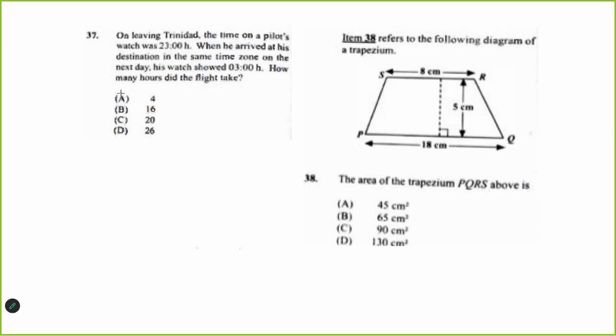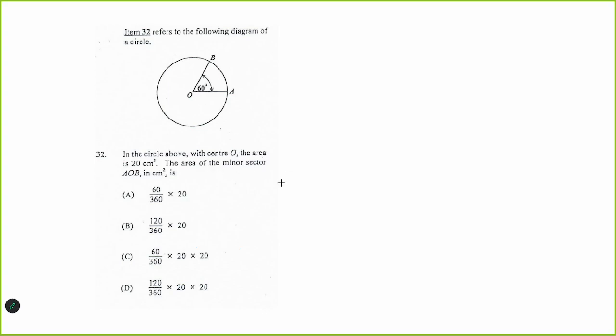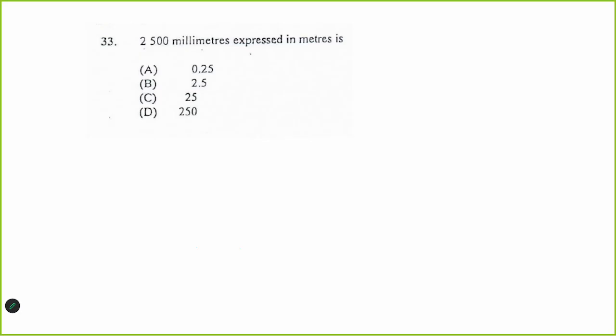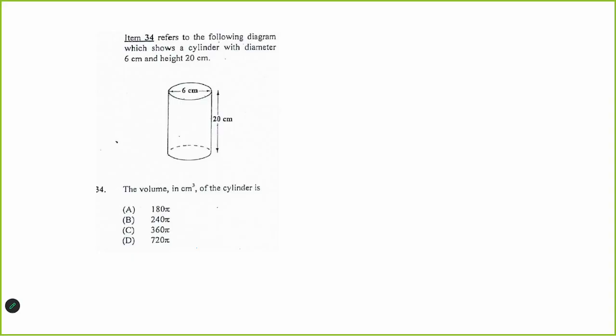This one here, it took 4 hours. This one here was 8 and 18. 65 is the answer. Remember, that's 13 by 5 by a half, you'll get 65. Right, this one, the area for the minor arc, that's 60 over 360 multiplied by pi r squared. The minor, so yeah, C is the answer. This one here, 2.5. This one here, I believe is 180, but let's just check and see.